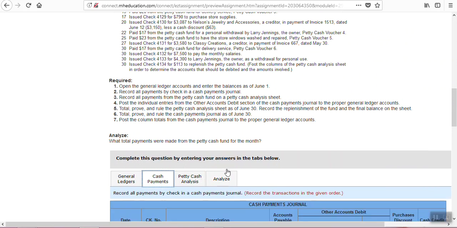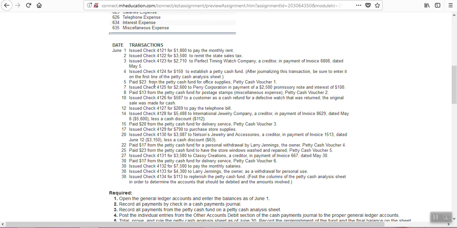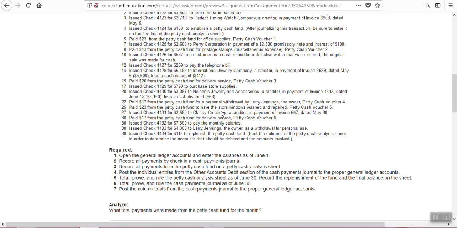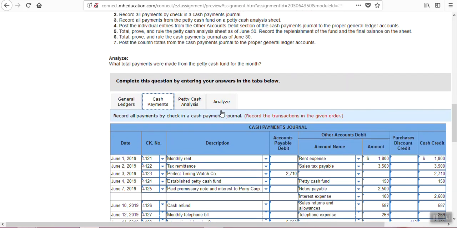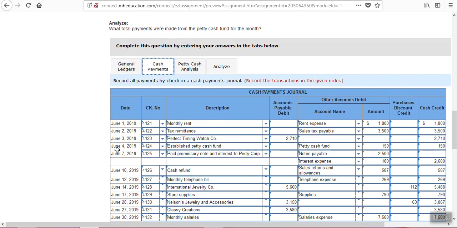So if we look at the transactions, and we're going to skip most of these, we're going to find just the ones that had to do with petty cash. So up here on the 4th, it said we issued a check for $150 to establish a petty cash fund. And it says journalize this transaction and enter it on the petty cash analysis sheet. So when you get to that one in the cash payments journal, let's see where it is right here. So you've got your information here. You're paying out $150 in cash, and it goes into the petty cash fund. And there's the $150 that goes in the petty cash fund.